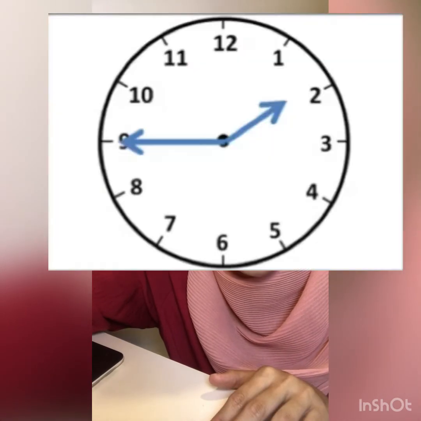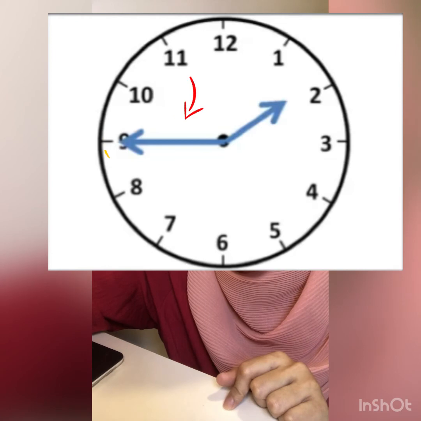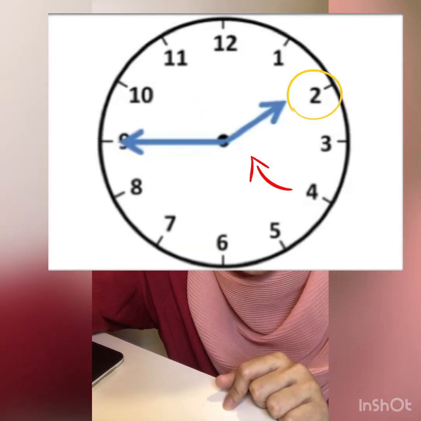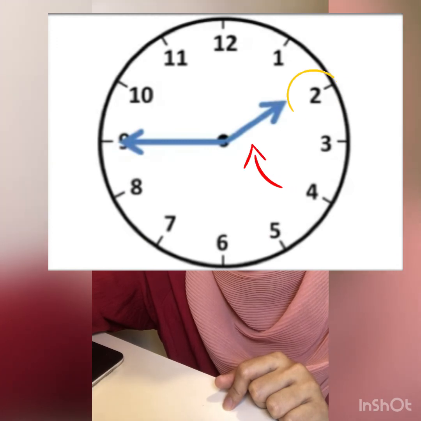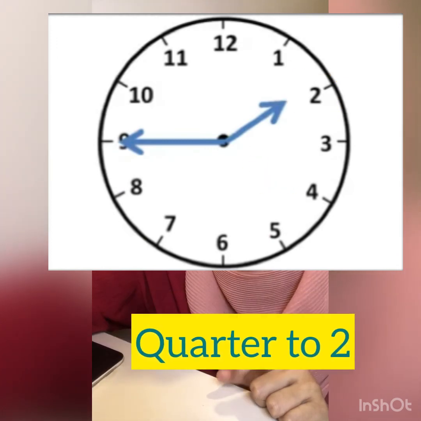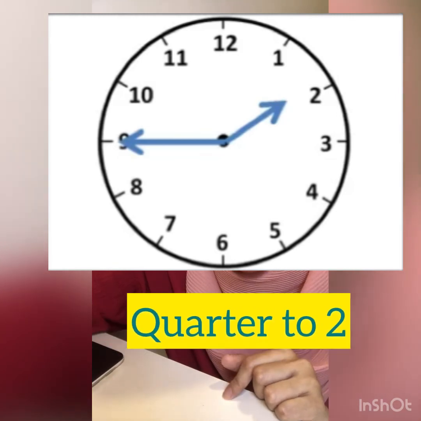Now the last example. Okay, you can see here, the long hand stays at number 9. So it's quarter to. And the short hand is close to number 2. Right? Okay, so it will become quarter to 2.